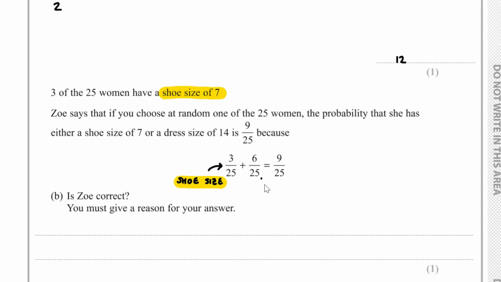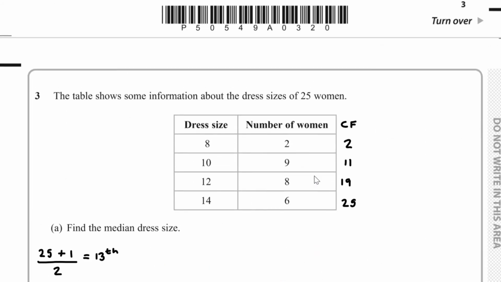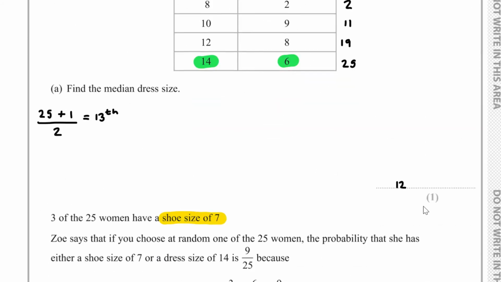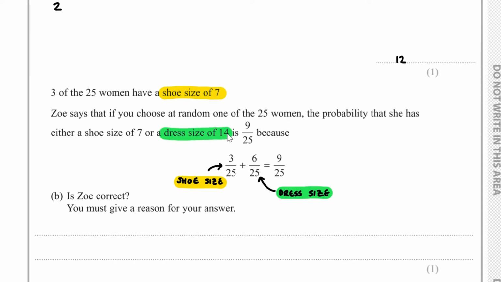So this value here would represent the dress size, and of course there are 6 women with a dress size of 14. So the reason why she is incorrect, well, what she's done over here is added the probabilities, and you can't do that because the events are not mutually exclusive. In other words, we can have a shoe size of 7 and we can have a dress size of 14. In other words, a person could belong in both categories.